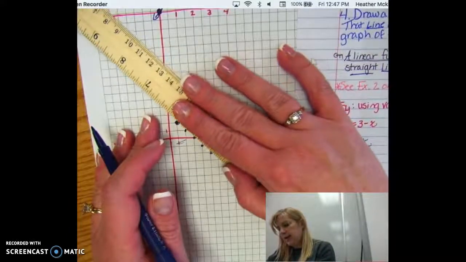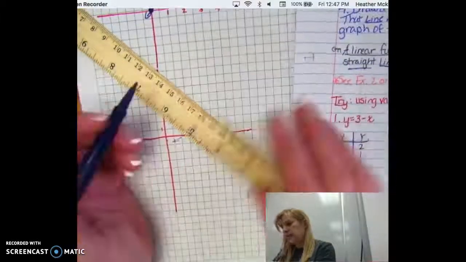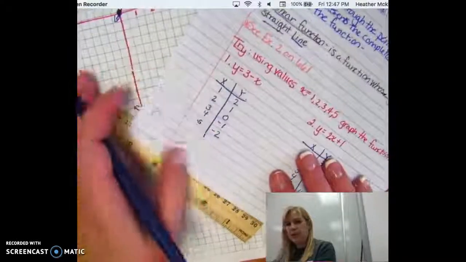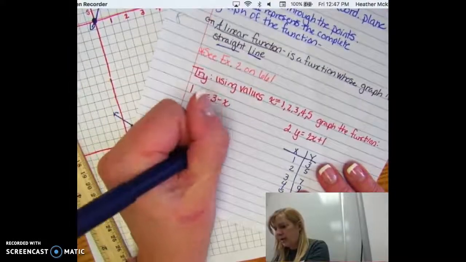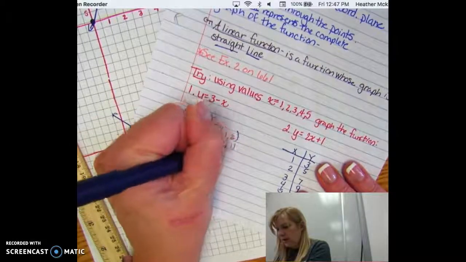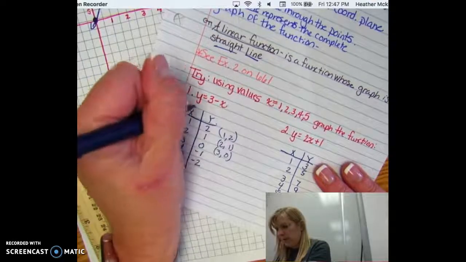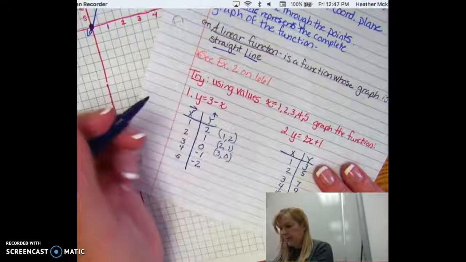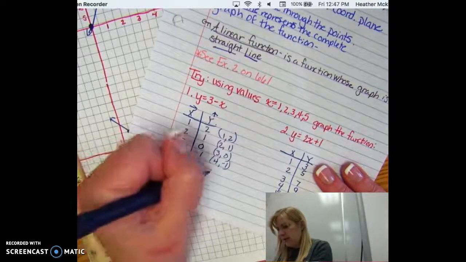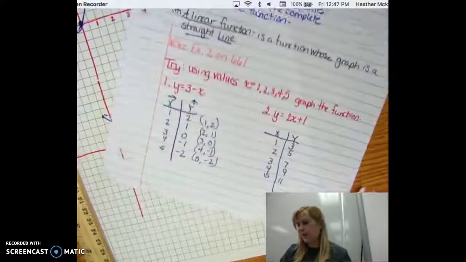You'll notice I did not draw the ordered pairs, but I listed them so they already look like ordered pairs. If you're asked to do that on the test, you can simply, off to the side, do 1, 2, 2, 1, 3, 0. And remember, x is your over, y is your up. 4, -1, and 5, -2. There's your ordered pairs.